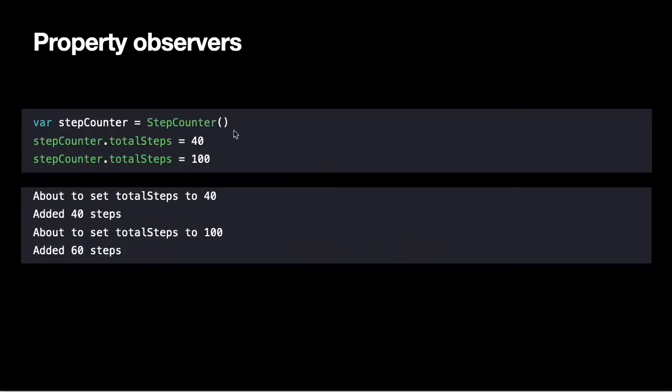Here we are executing our property observer from the prior slide. We create a step counter. It is a variable. Again, property observers don't make much sense for constants. And then the default steps are 0. And then we modify total steps to be 40. So that will trigger 2 property observers, the willSet property observer, and then the didSet property observer. And then we change the total steps to 100. And again, the willSet property observer is executed. And then we update the total steps. And then the didSet property observer is executed.